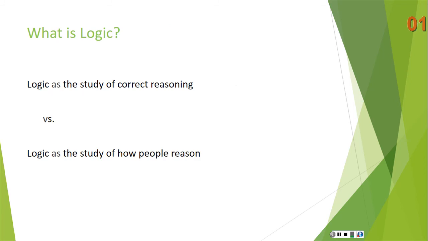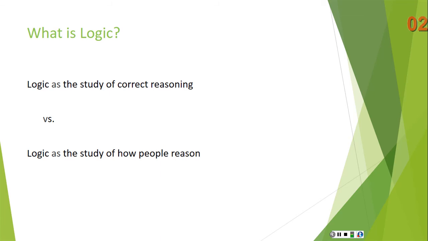So when I say that logic is the study of correct reasoning, there are two different ways of thinking of logic. One is logic as the study of correct reasoning, and two is logic as the study of how people reason. When I say logic is the study of correct reasoning, what I mean is that there's a sort of standard for what's good reasoning and bad reasoning, and that's something we should strive for. You can have bad reasoning, and this is a sort of objective standard, and then you can have good reasoning. That's what we mean by logic. Logic is the study of correct reasoning.